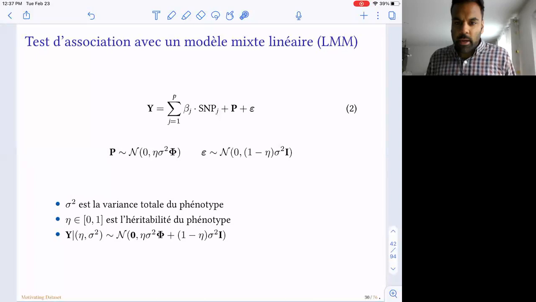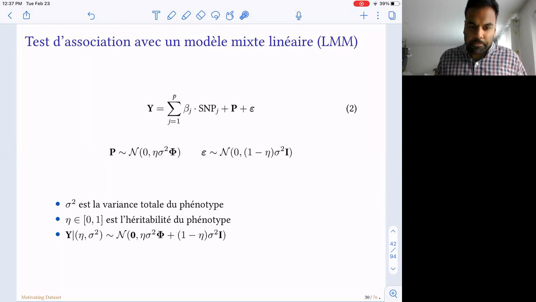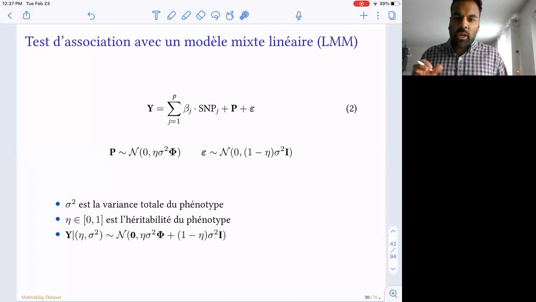So whether you're doing a regular GWAS, even a univariate GWAS, this is the standard model that they use now, right? So it's no longer just a linear regression. They will, of course, account for this polygenic term. Okay, so the sigma squared here is the total phenotypic variance. Eta is what we call the heritability of the phenotype. So basically how much of the phenotype is explained by the genetics.